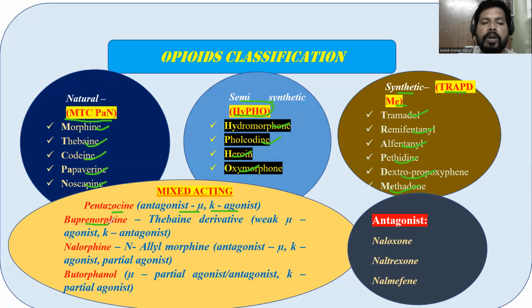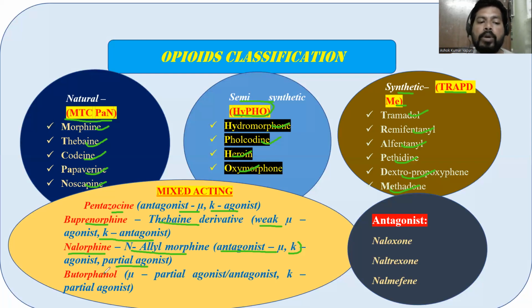Next, buprenorphine, which is a thebaine derivative, is a weak mu receptor agonist as well as an antagonist at the K receptor. And next is nalorphine, which is chemically N-allyl morphine. It is an antagonist at the mu opioid receptor and an agonist at the K opioid receptor, and can also act as a partial agonist at K receptors.